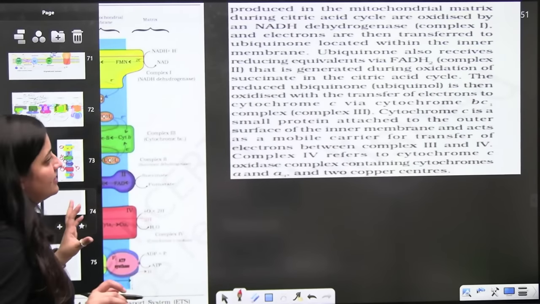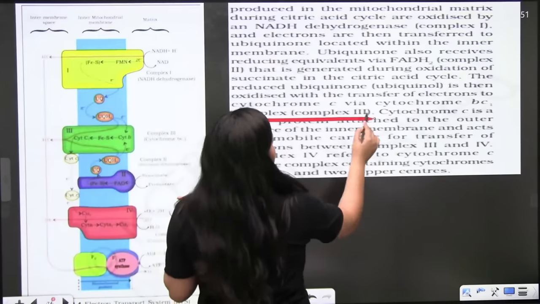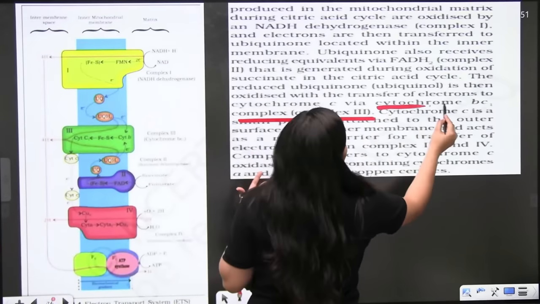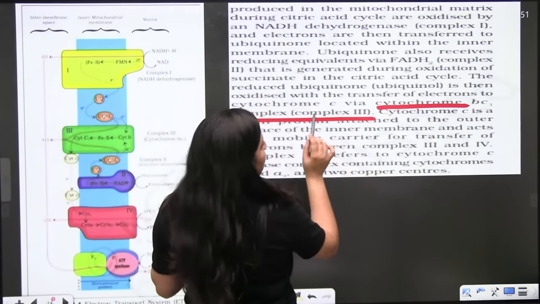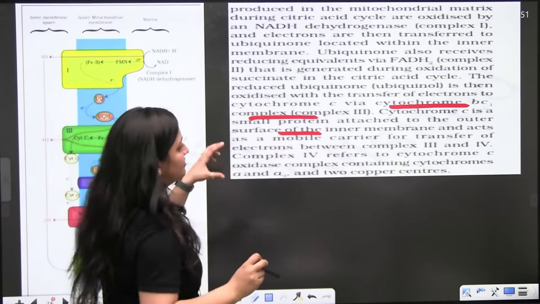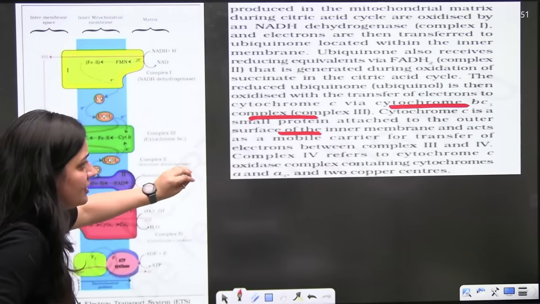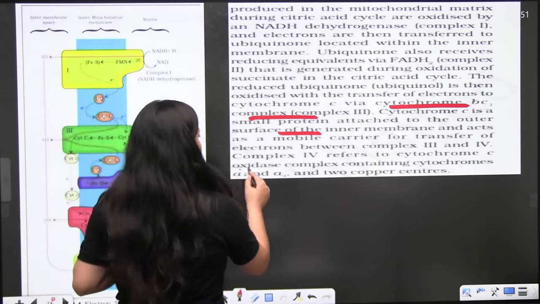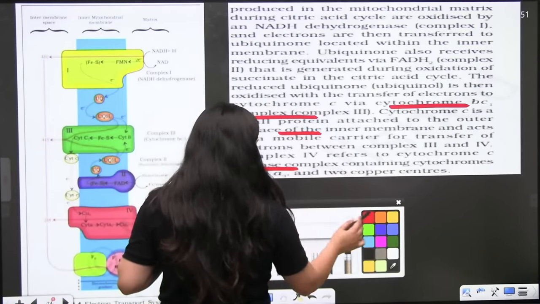Right, only these points are given here. They can ask you the complex names also. So, complex 3 is cytochrome BC1. Cytochrome C, I told you, is present towards the outer surface; it is the mobile carrier, I mentioned it. Complex 4 is cytochrome C oxidase, right, oxidase.